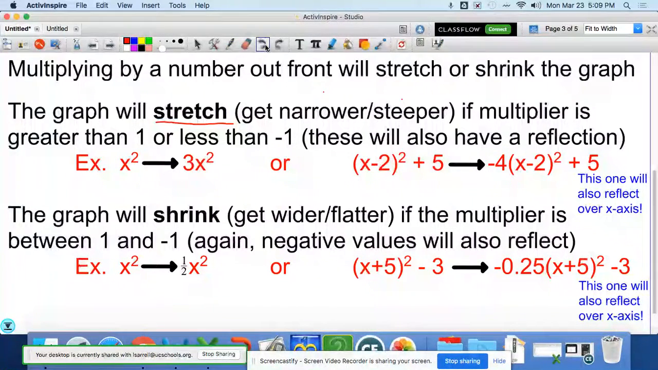Or as you can see, this second example is really in vertex form. -2, the +5, all that stayed the same. What changed is we went from nothing out front to a -4 out front, okay? That's stretched by a factor of 4.